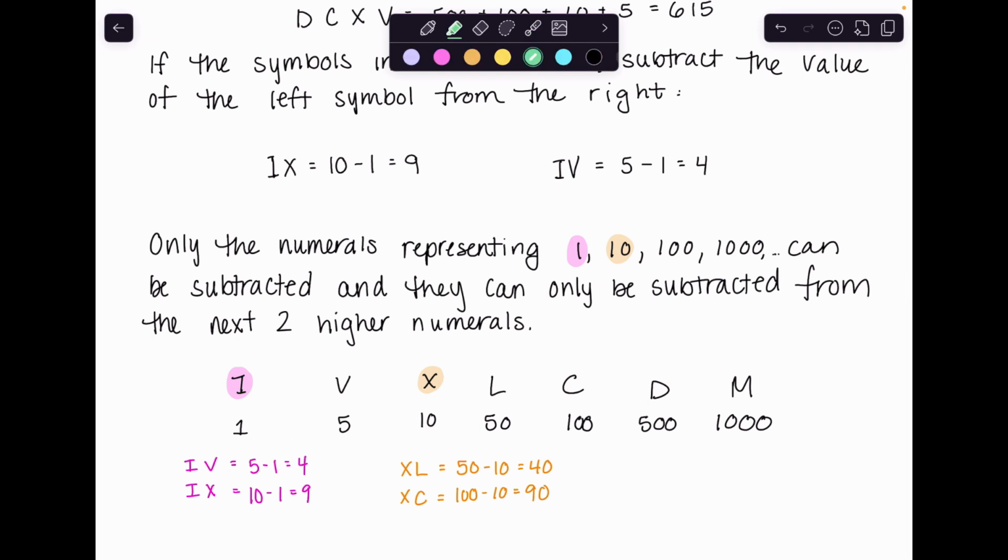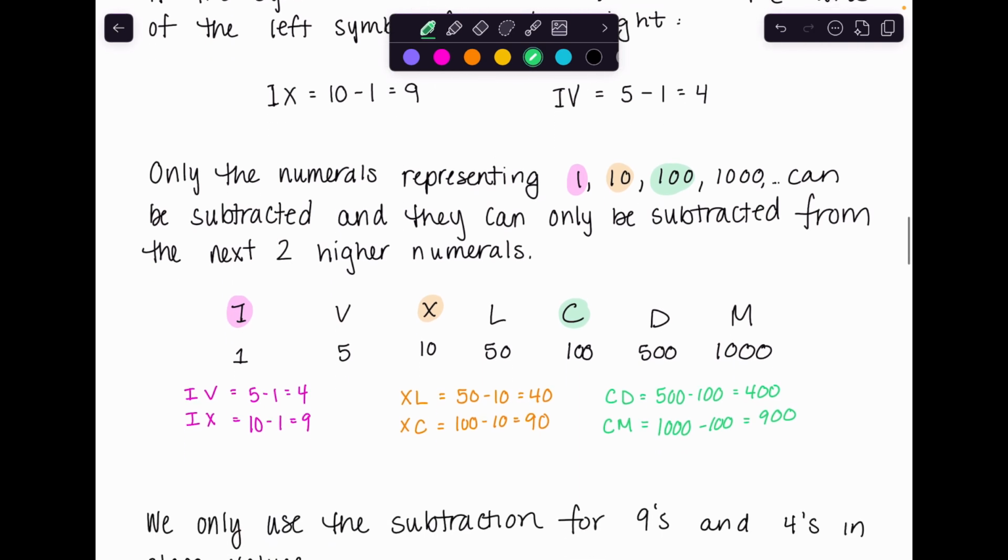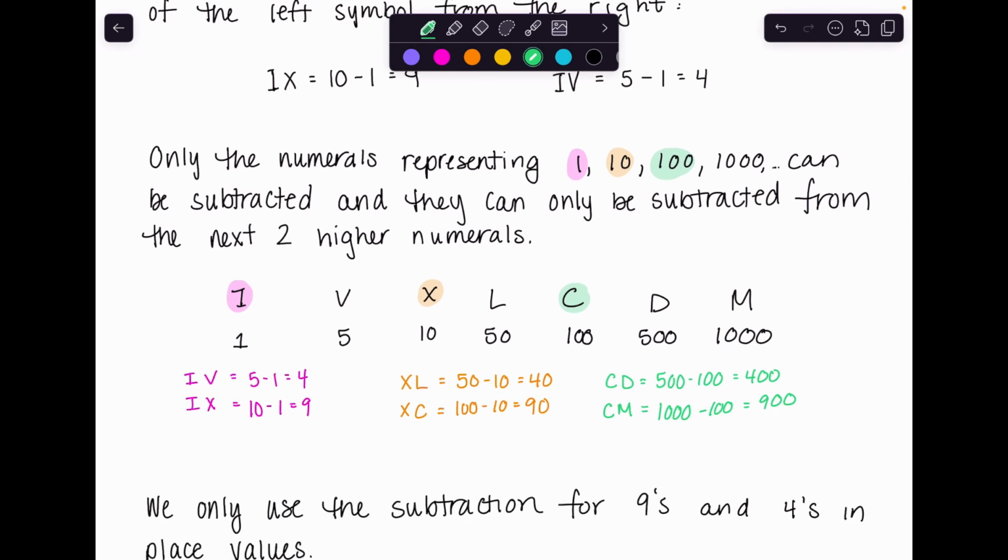The next value that I can subtract from others is going to be 100. And again, I can only subtract it from the next two values. So it's only going to make sense for me to write CD and CM. CD would be 500 minus 100, which gives me 400. And CM would be 1,000 minus 100 to give me 900. So this gives me placeholders of 4 and 9 in the 100s positions.